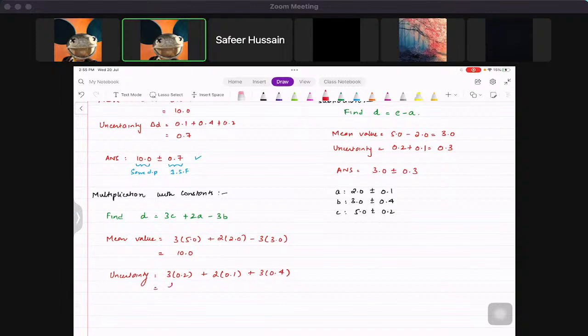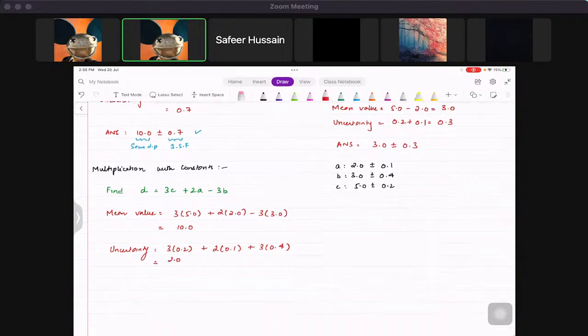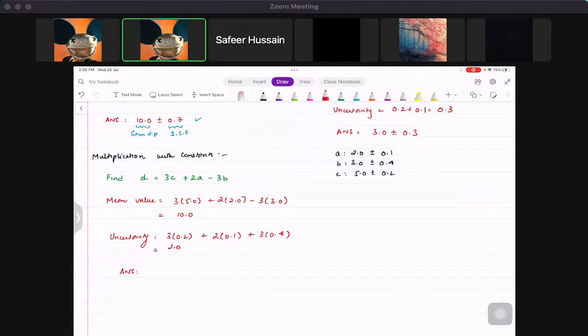Now, when you write the answer, you must remember that the uncertainty is always one significant figure, so you're only writing 2 here, and because there are no decimal places, you write 10. That would be the correct answer. Is it clear?